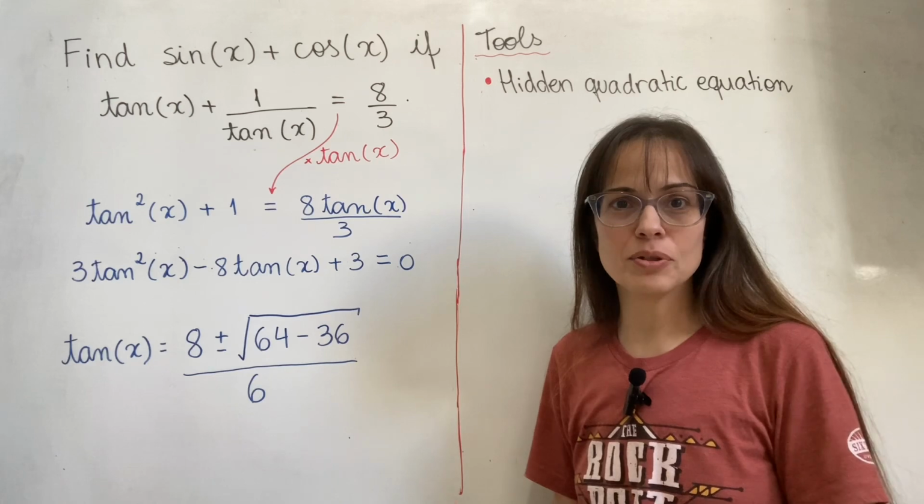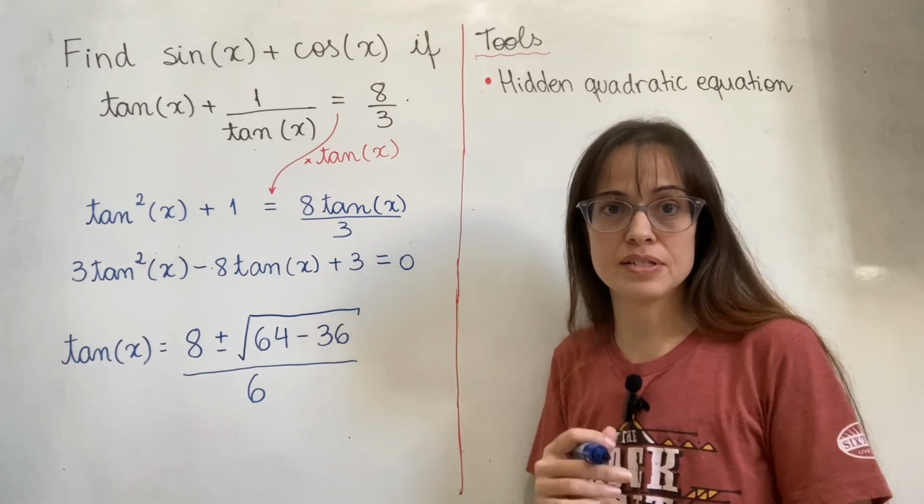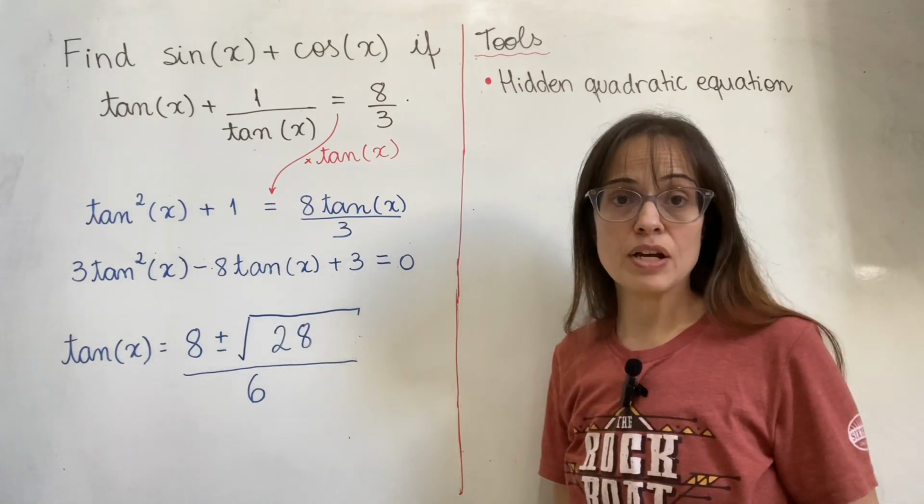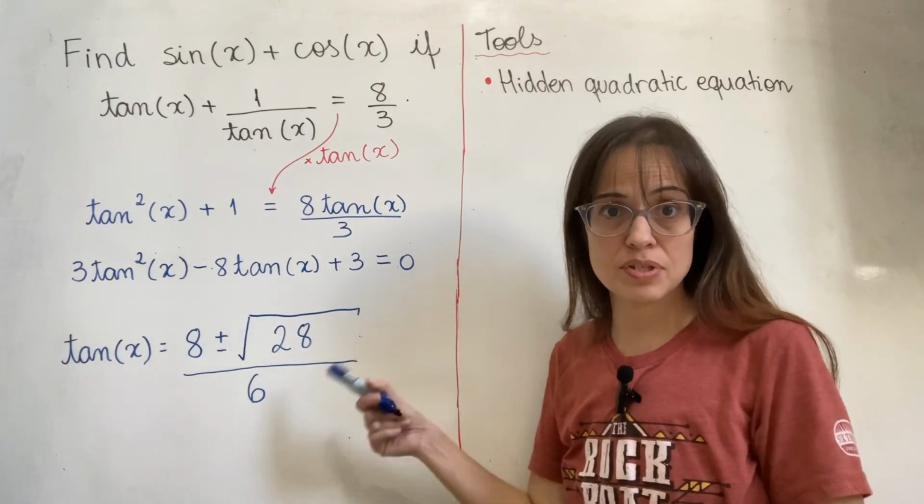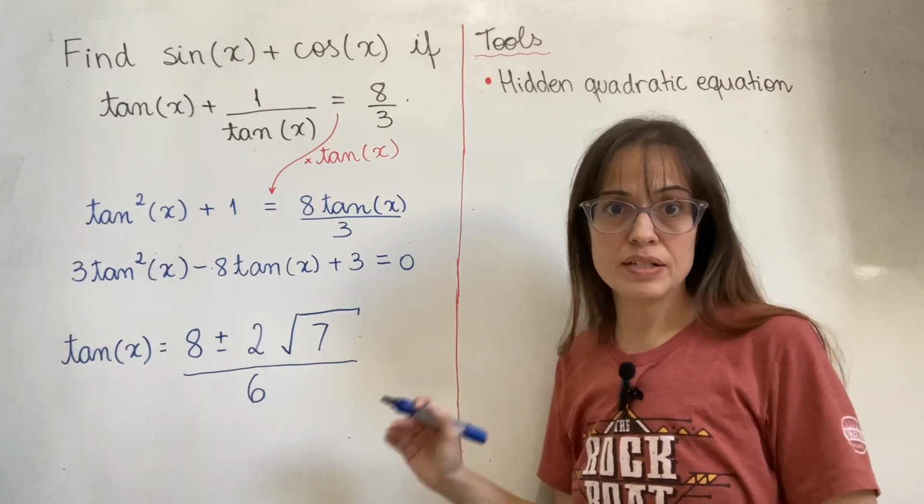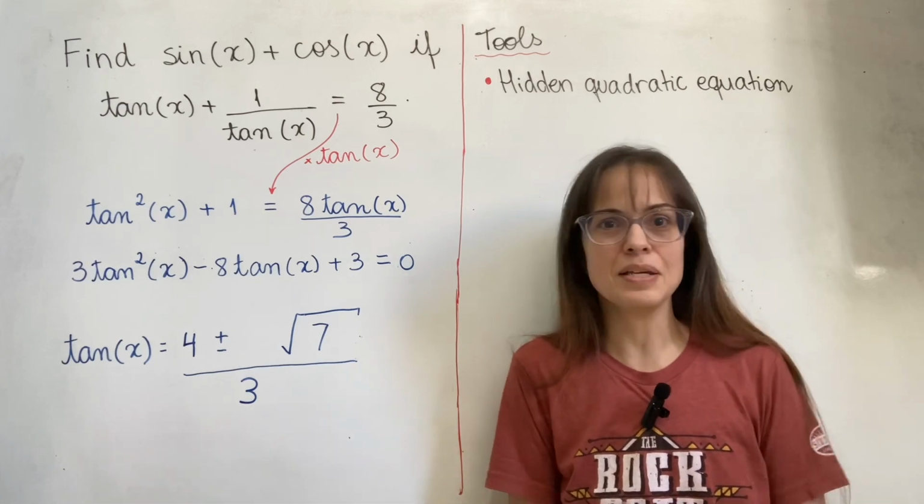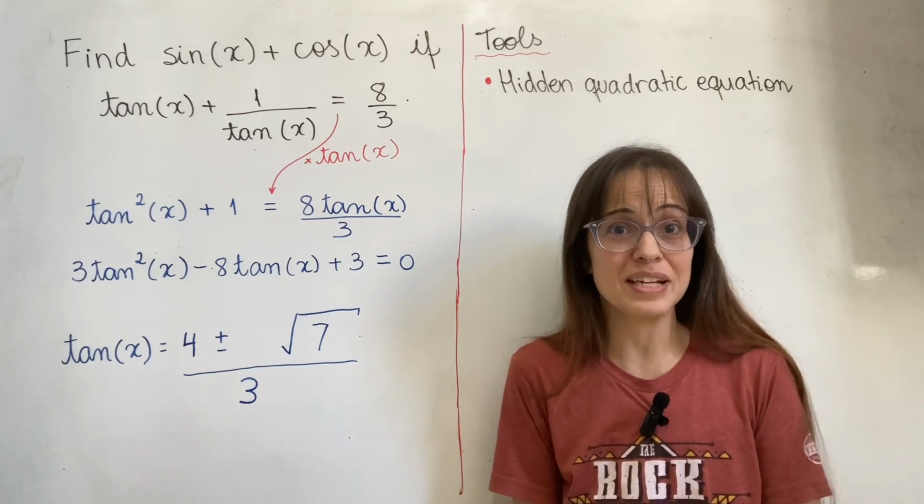Okay, that's an ugly looking number. Let's try to simplify it a little bit, because 64 minus 36 is 28, which can be factored into 4 times 7 to turn this into a third. Then I can cancel out a 2 from the numerator and denominator. And I wouldn't say that this number looks pretty, but it's as simplified as it's going to get.